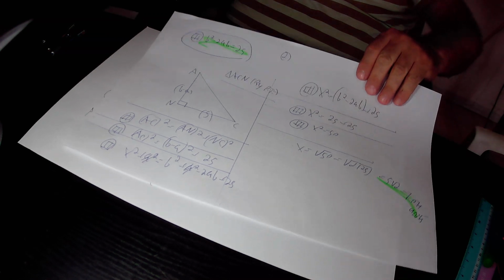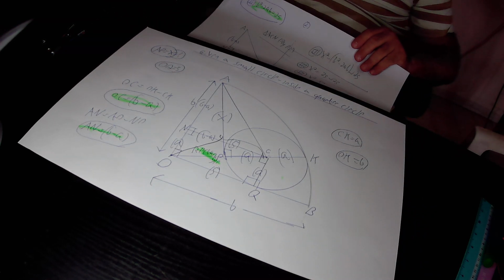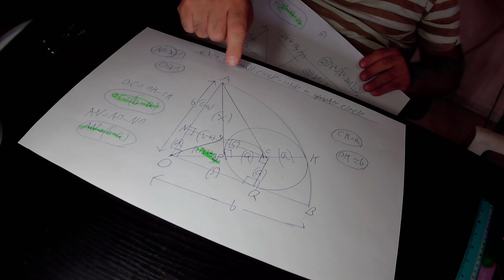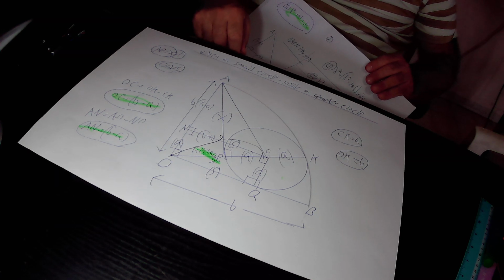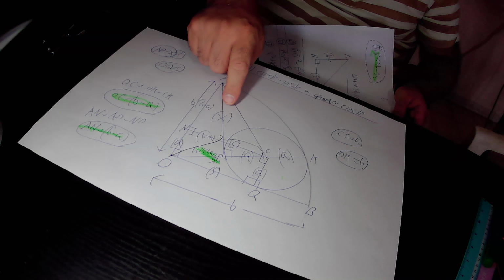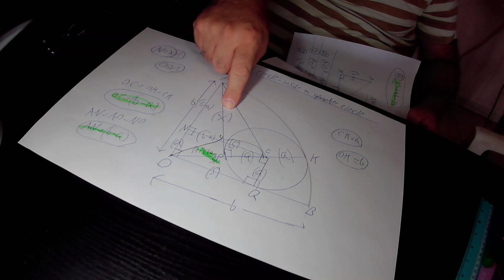So in total, we have found that the length of this tangent AP, which is X, is equal to 5 times the square root of 2 units in length, or in terms of numbers, 7.071 units in length.